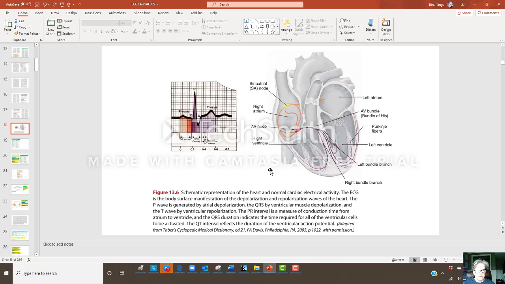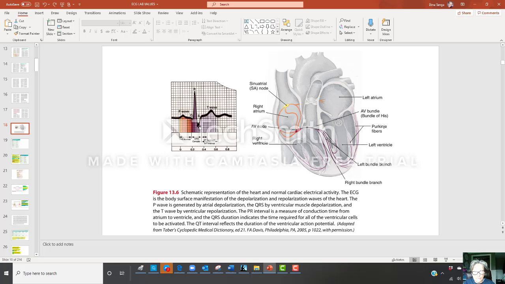PR, so from here into the dark purple, is the measure of conduction time from atrium to ventricle. The PR interval is a measure of conduction time from atrium to the ventricle.